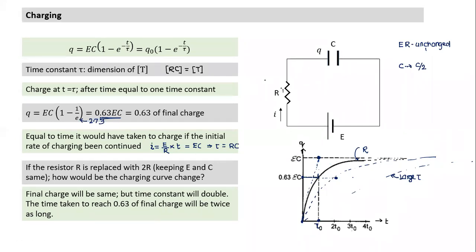If the capacitance becomes half, keeping the battery same, it means final charge also will become half. First of all, the final charge will not be EC, it will be EC by 2. And initially, will the initial rate of charging be same or different? If I draw the curve, will it initially have the same slope or a different slope? Same, because E by R is same. The curve will start with the same slope. Finally, it reaches this value. The shape we made is something like this. It will start with the same slope.